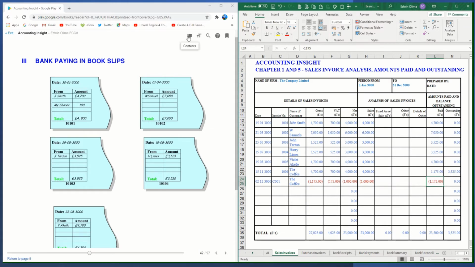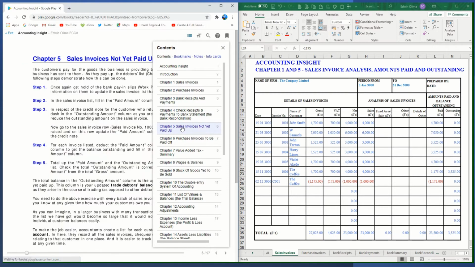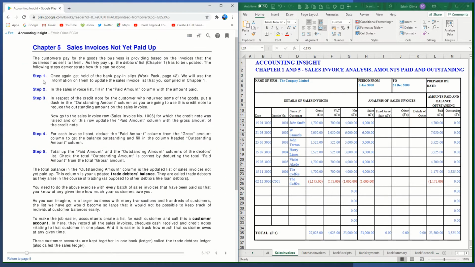So let's go back to our Chapter 5. So we've got the first step we've just done. We went to the paying in slips and we've updated our list here, and we've done that step 2. And step 3 for the credit note, we've done that. Step 4, for each listed invoice, deduct the paid amount from the gross column amount. If you're doing this on paper, you need to enter your figures in accordingly as you update each cell. And the last thing to do is total up the columns.